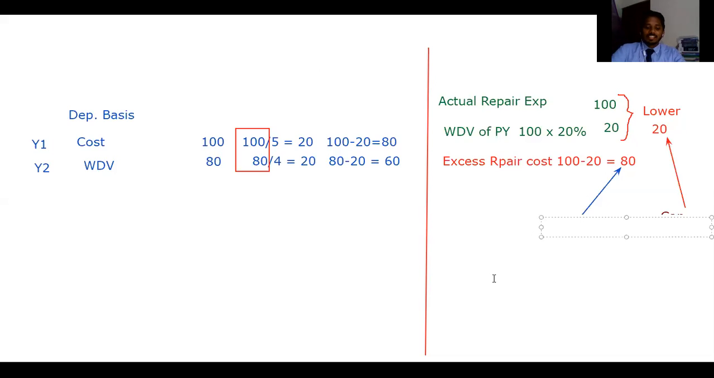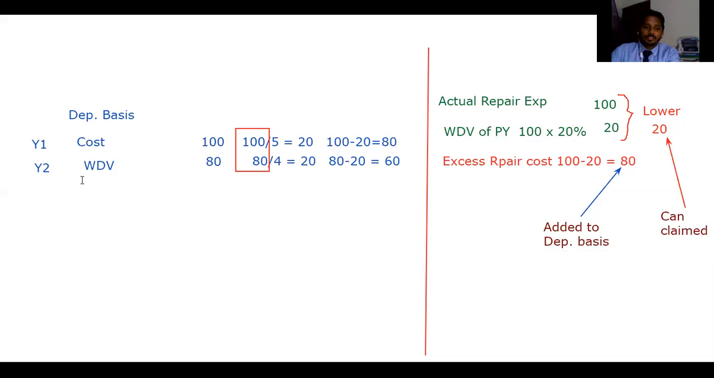Then you need to add it. It is required to be added to the depreciation basis, right?